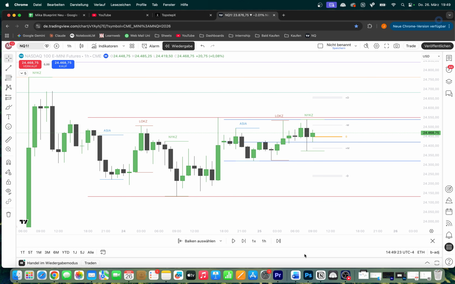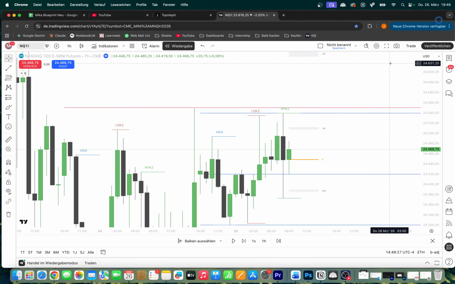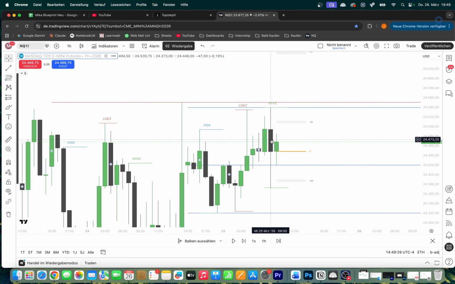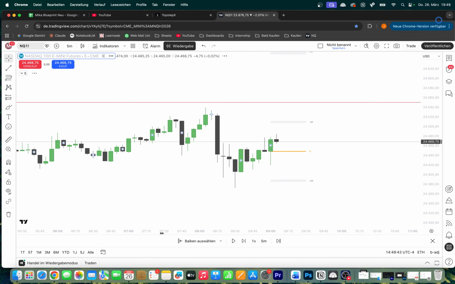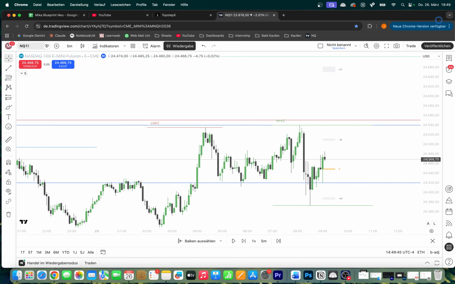Normally I start trading at 9 AM, so this is the 9 AM candle here. And you can see we almost swept this high here. Or what I mean is, ES took it and NQ did not. So I think we can see this a bit better on the lower time frame.